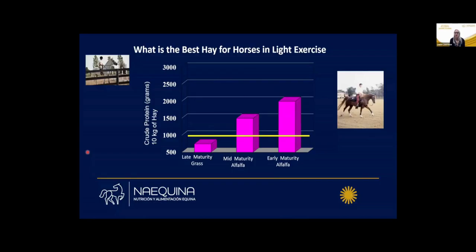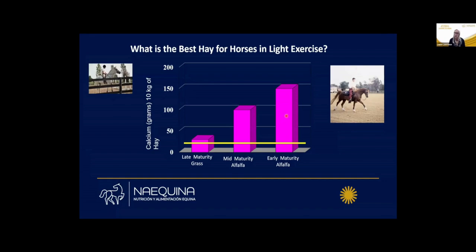What about horses that are in light exercise? Well, here's the protein requirement for horses that are used. This is a horse that was being used as a hunter jumper equitation style horse. This is a Western pleasure horse. Here's their protein requirement. And you can see that although the late maturity grass doesn't quite get there, the other two greatly exceed that. If we look at their calcium requirement, we see the same basic effect, right? There's no benefit in terms of high crude protein or high calcium forages for horses that have these low calcium and low crude protein requirements.